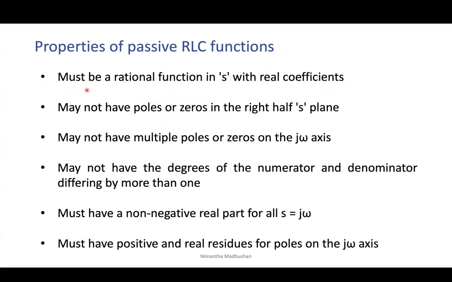It must be a rational function in S with real coefficients. It may not have poles or zeros in the right half S plane. It may not have multiple poles or zeros on the j omega axis, that means the imaginary axis. It may not have the degree of the numerator and denominator differing by more than 1. It must have a non-negative real part for all S equals j omega. And the last one is it must have positive and real residues for poles on the j omega axis. And there are some additional properties for LC networks.